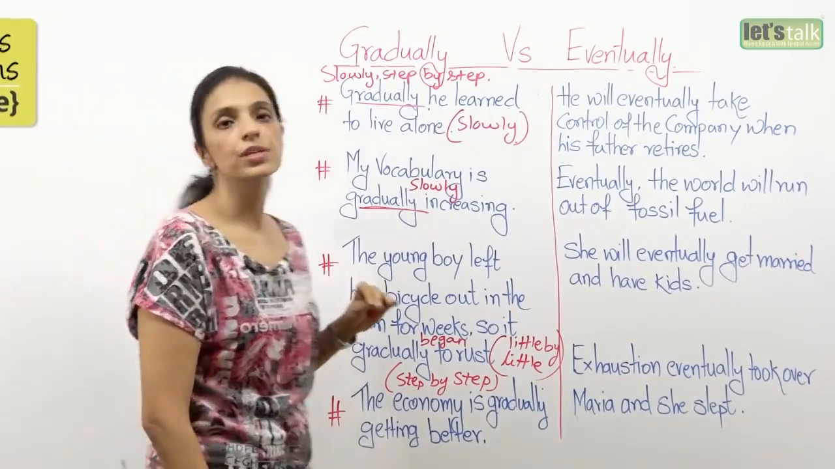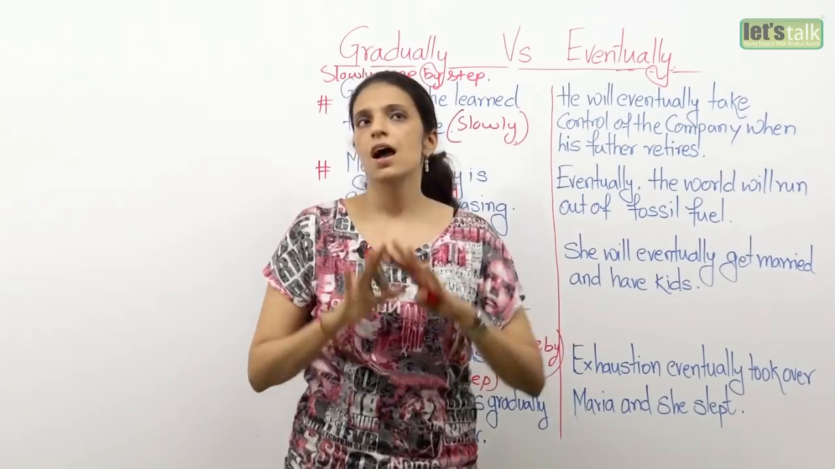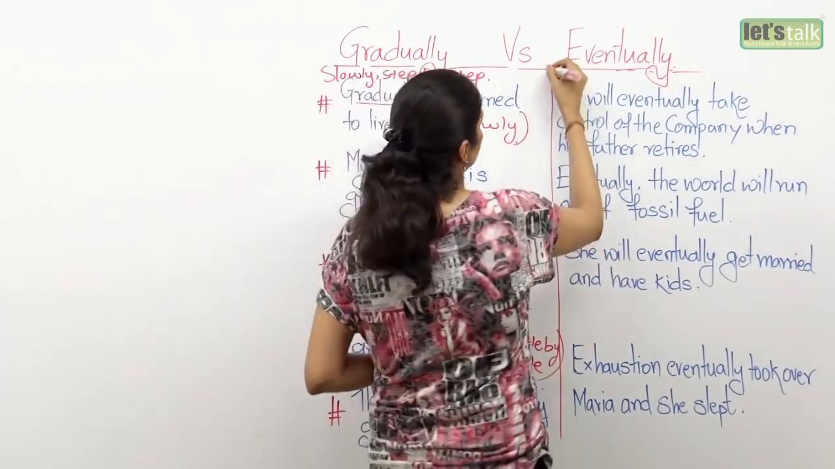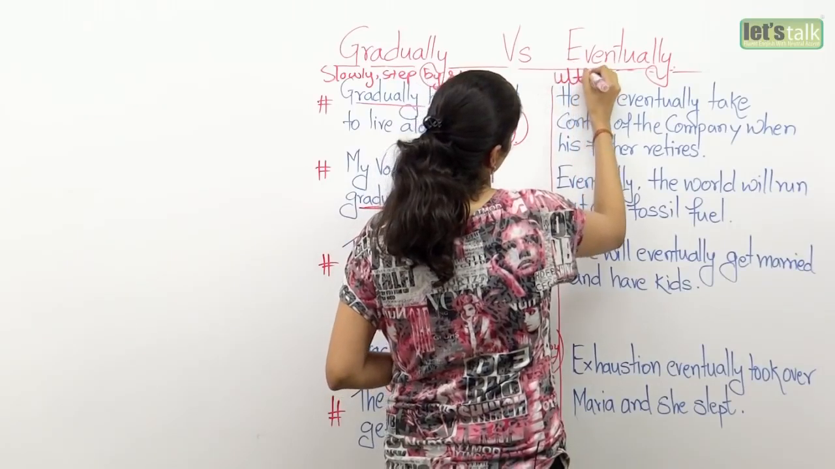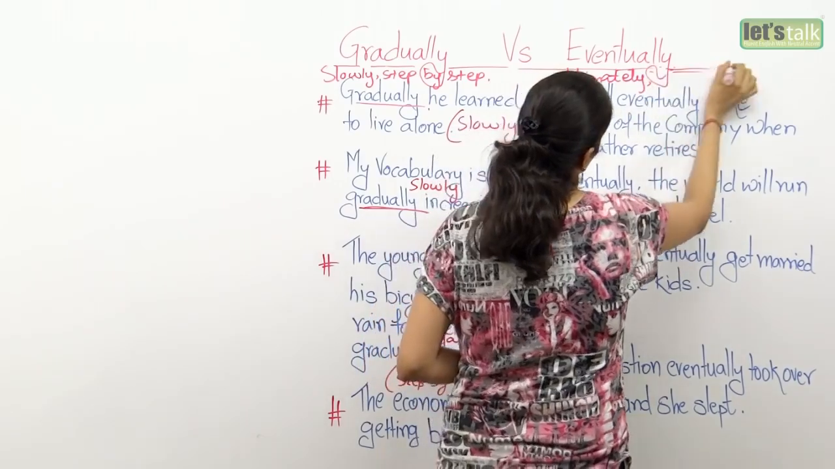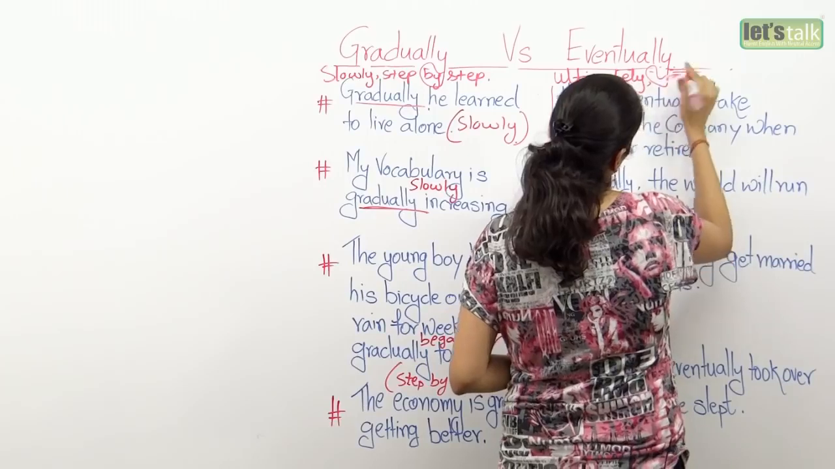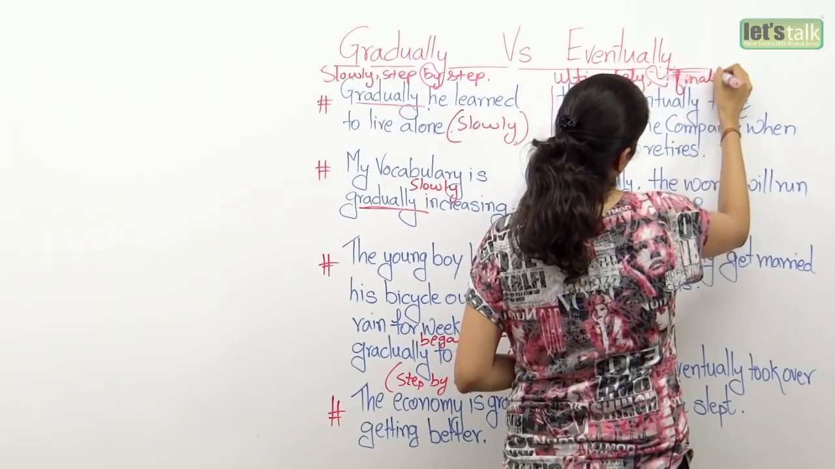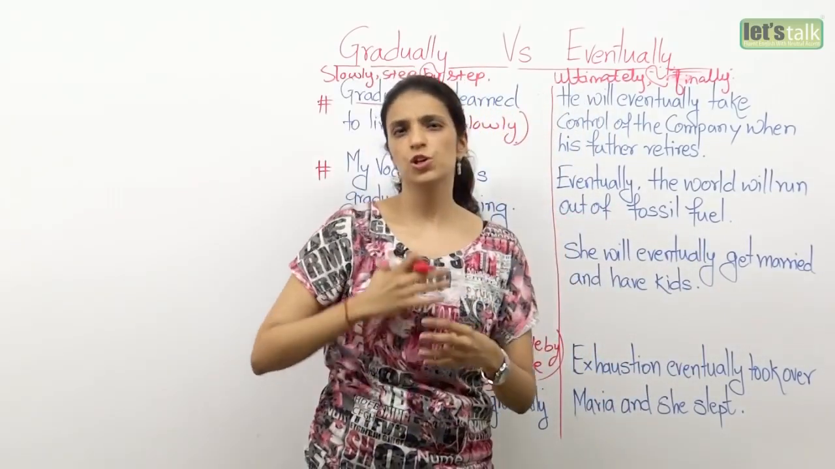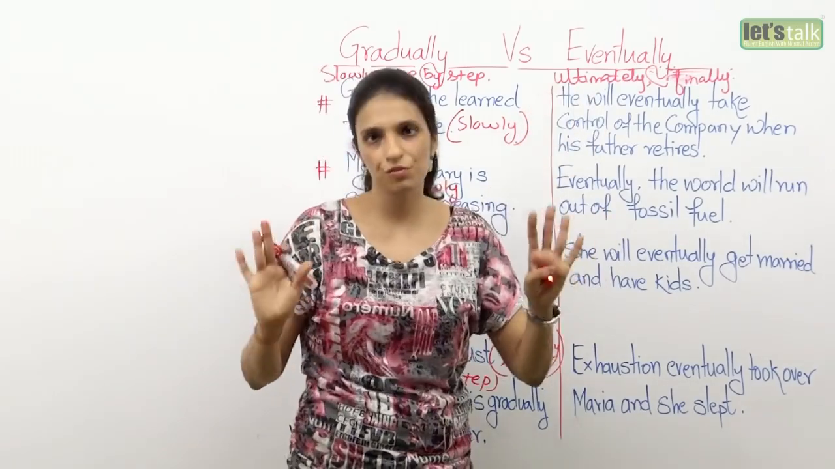Okay, now we're going to take a look at how to use eventually. So well, eventually means ultimately, it means finally. Or sometimes we use it to say after a long time something happens. Okay, so that's like ultimately or finally.